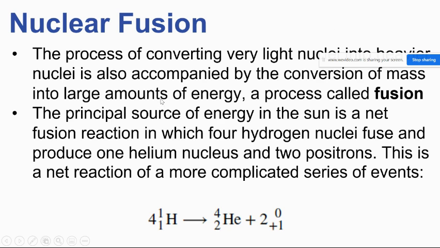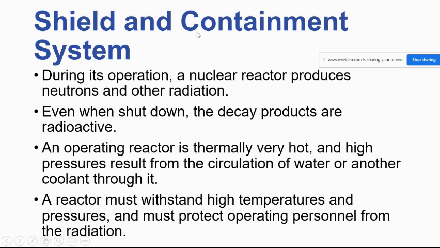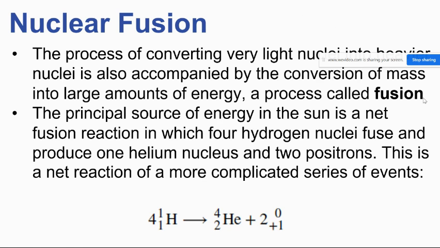So they also have a shielding situation here where they will shield the nuclear reactor. They can even shut it down. The operating reactor is thermally very hot, and under the high pressures, the circulation of water will cool it. And it has to be able to withstand these high temperatures and pressures to protect the operating personnel and people out in the city and everything. Okay, so that's essentially fission.